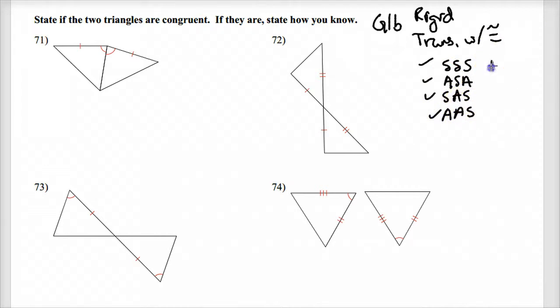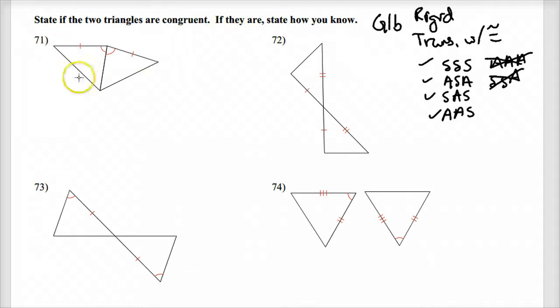What can we not do? Well, we can't do angle, angle, angle. That doesn't work. And we can't do side, side, angle. That doesn't work either. So if we have one of those combinations, or the combinations don't happen to match, then it's not necessarily congruent. But if they do, then we sure can.